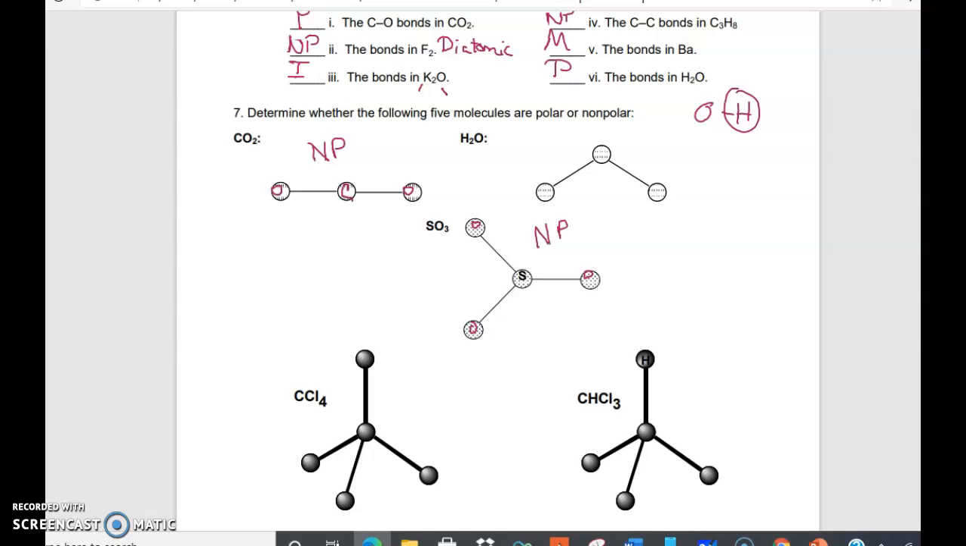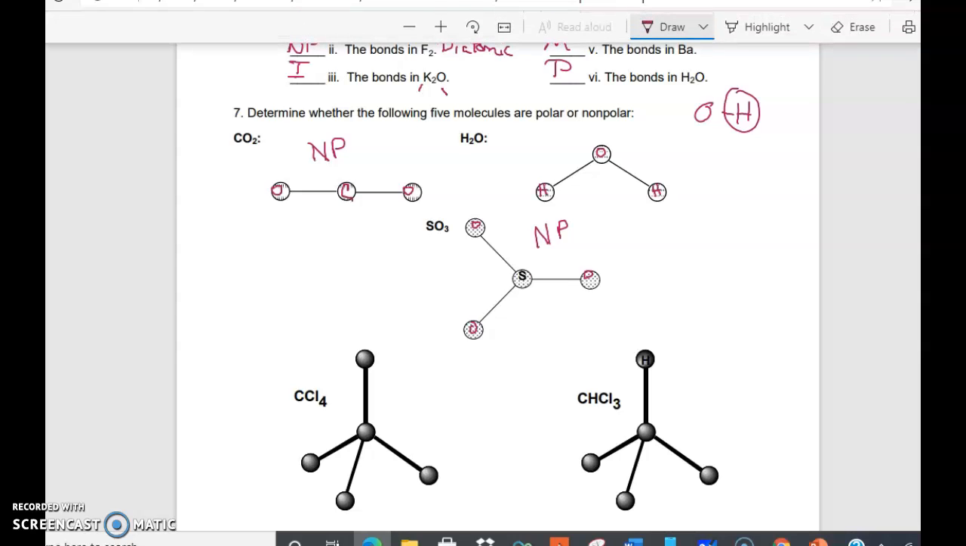Okay, now let's look at water here. So we have oxygen here in the center, and we have our hydrogens and our hydrogens. Okay, I don't know if you remember, but when we drew water, we ended up having the lone pairs of electrons on the central atom. Okay, so let's try to determine if this molecule is polar or nonpolar.